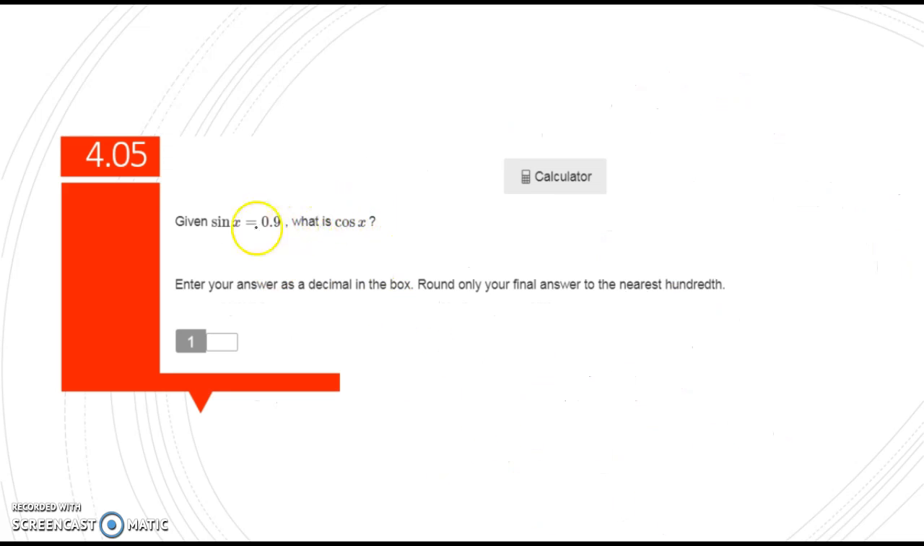This question says, given that sine of x is equal to 0.9, what is cosine of x? This is the same type of question, except it's more confusing looking because it's a decimal. Write this as a fraction: 9/10. That's the equivalent fraction. So we're going to do the exact same thing.